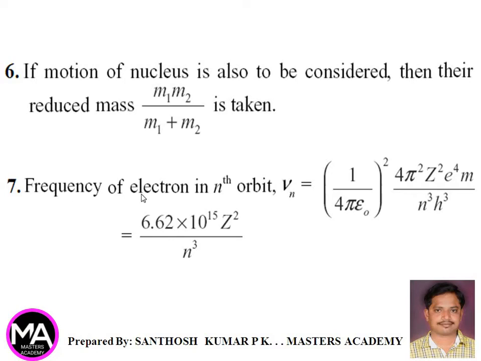Next formula, the frequency of electron in nth orbit is nu n equal to 6.62 into 10 to the power of 15 Z square by n cube. That is, frequency is directly proportional to the square of the atomic number, and inversely proportional to the cube of the number of the orbit.